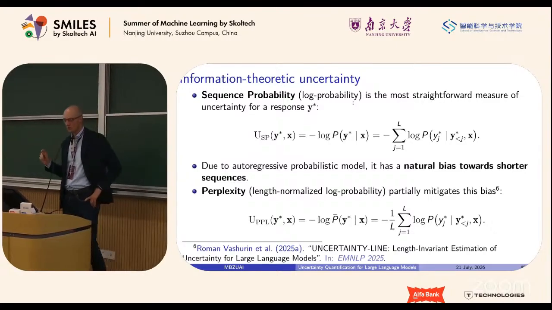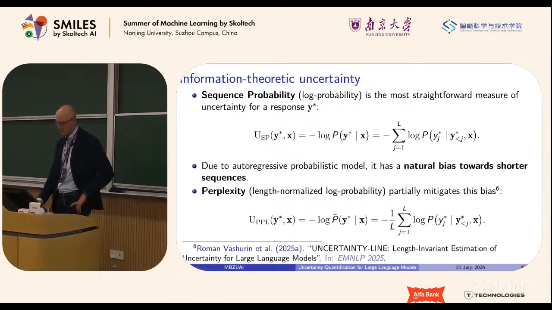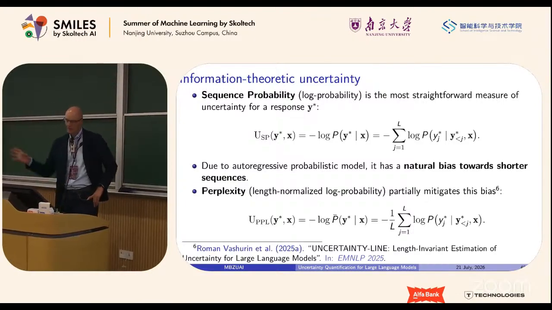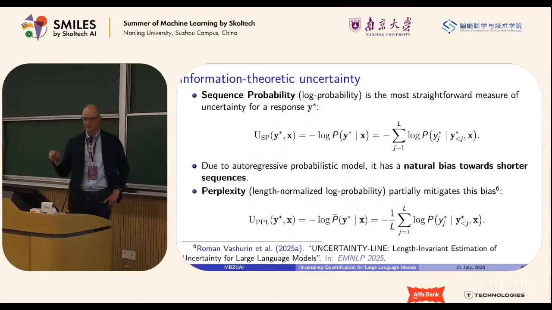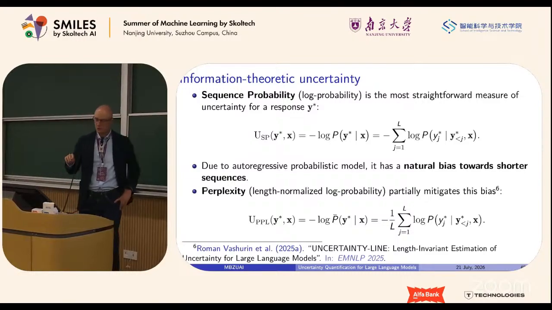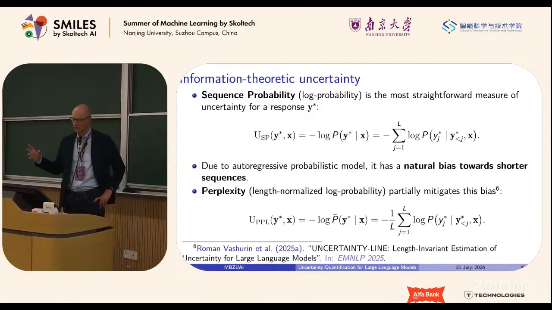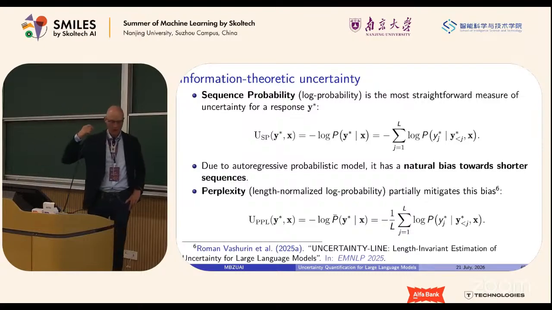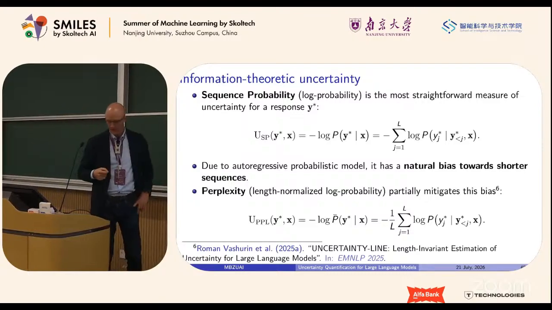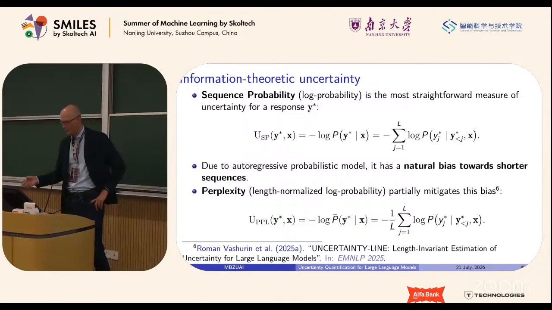And actually, one of the works of our colleagues, Maxim Panov and Roman Vashurin, investigates this problem in this paper, Uncertainty Line. They show that in some situations, it's better to subtract this bias towards shorter sequences, or they show a way of correcting this bias in a better way than in perplexity.